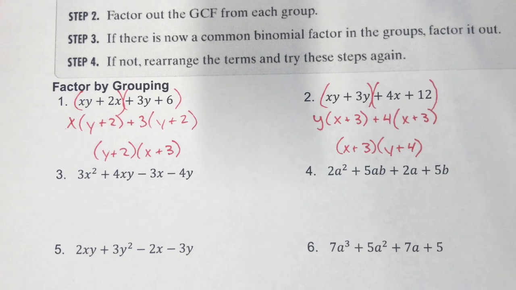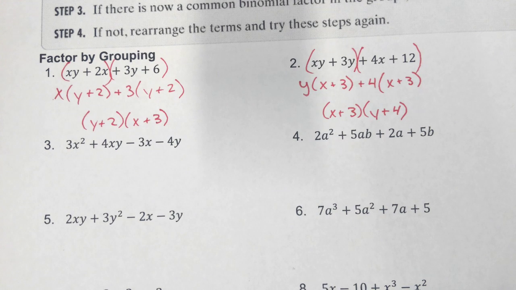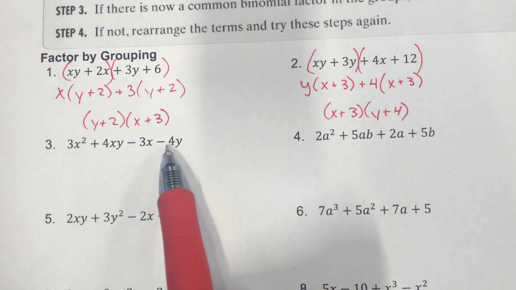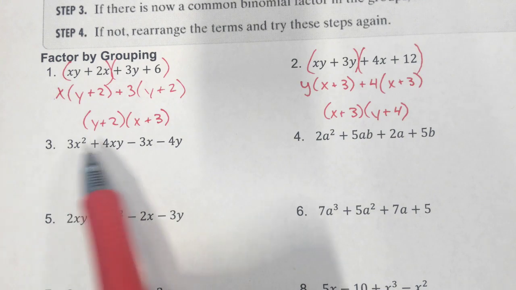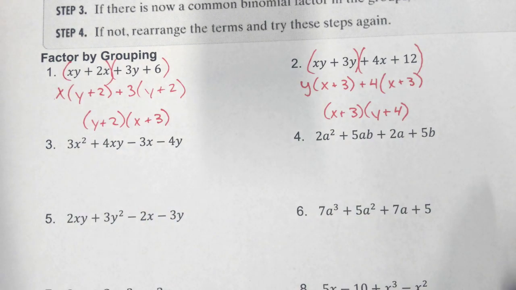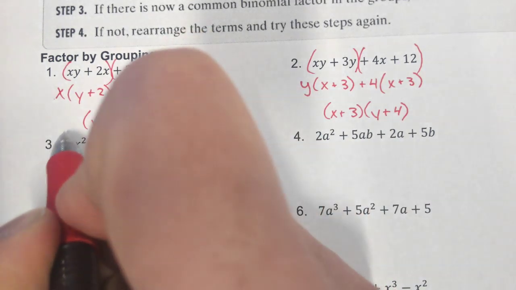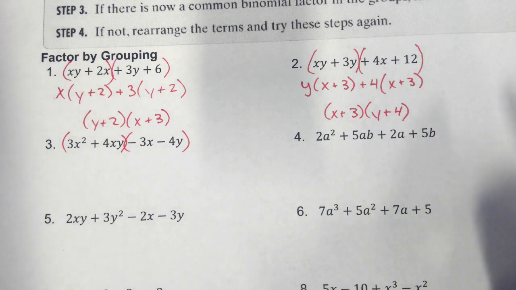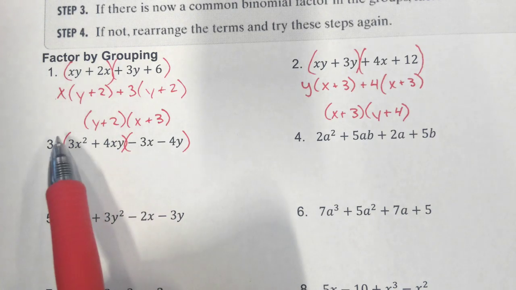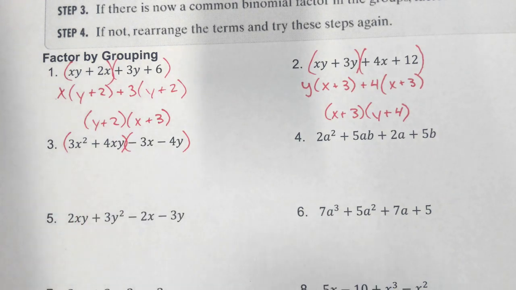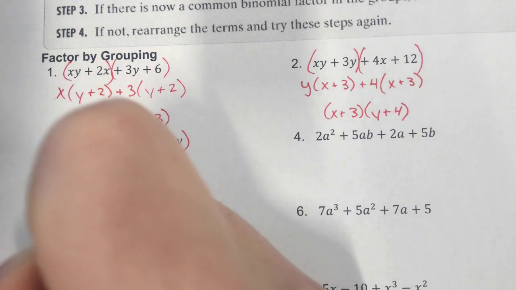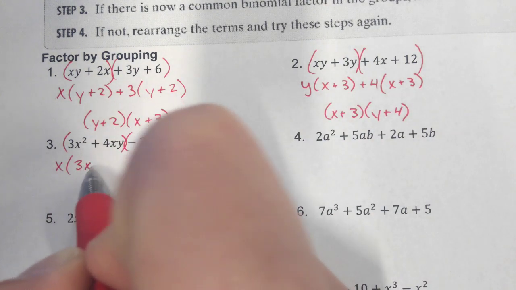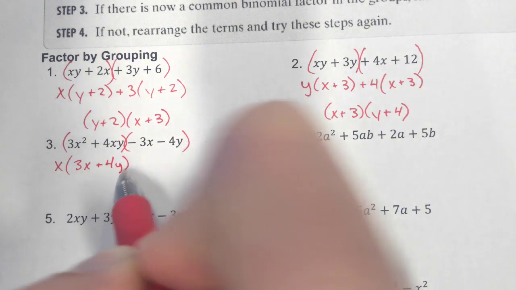And then number 3. Again, first step, is there something in common with all 4 of them? Almost. They almost all have an x, but they don't. So there's nothing in common with all 4 of them. And then we're going to group them. Okay, so we look at that, and what's in common with those first 2? There is an x in common. And if we take an x, there would be 3x plus 4y left.